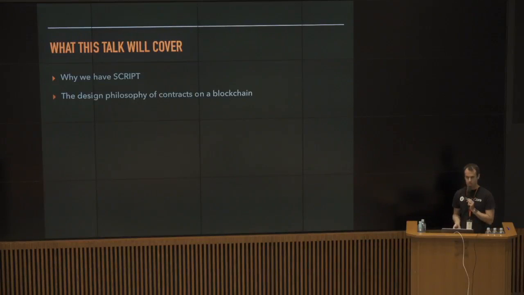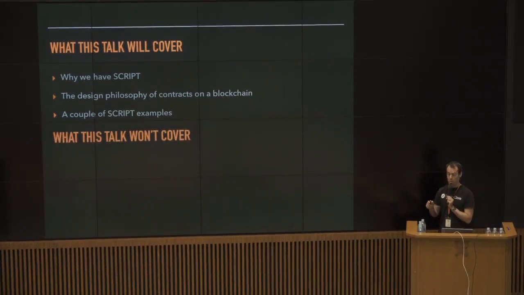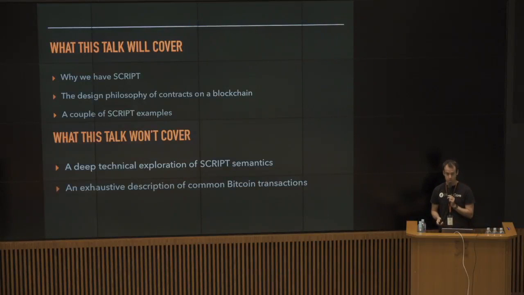Have script and more generally the design philosophy of script and contracts on a blockchain. And I'll give you a couple of script examples, how those are executed. What I'm not going to talk about is an exploration of the semantics of the script language. And I'm not going to give a description of all the common Bitcoin transaction output types. Why? Because you can look at those in a book.